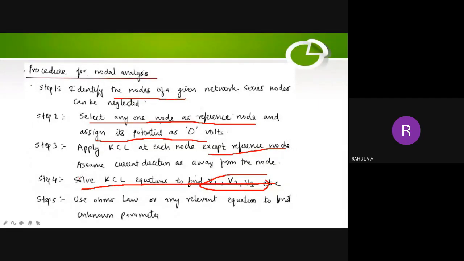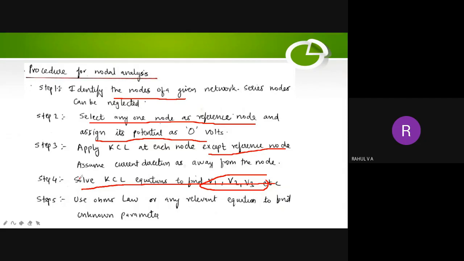So assume that you have totally 5 nodes. In this, again, assume that there are 2 series nodes. So you can neglect that. Then you will be having 3 nodes. In that 3 nodes, assume one as reference node. So then you will be having 2 nodes. Then for these 2 nodes, you apply KCL, Kirchhoff current law. That is, current entering the node is equal to current leaving the node. So you apply that.